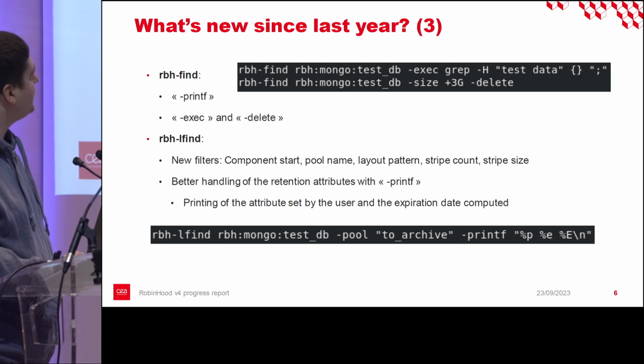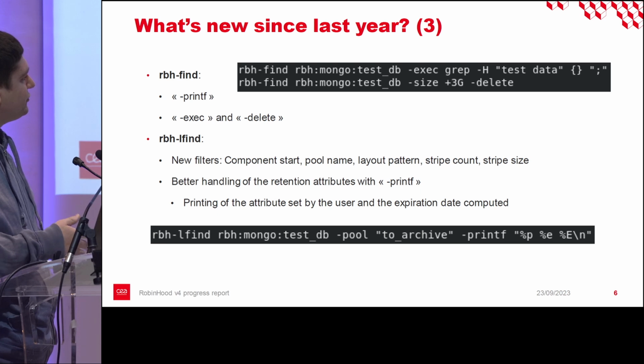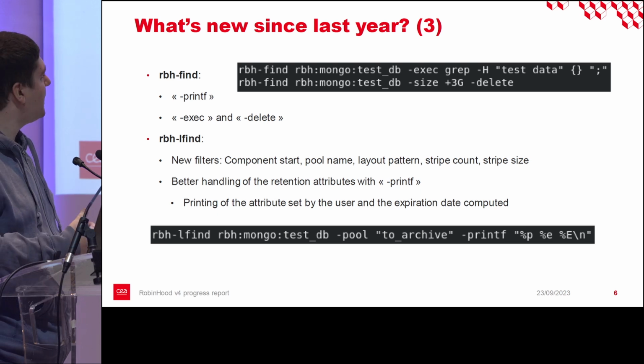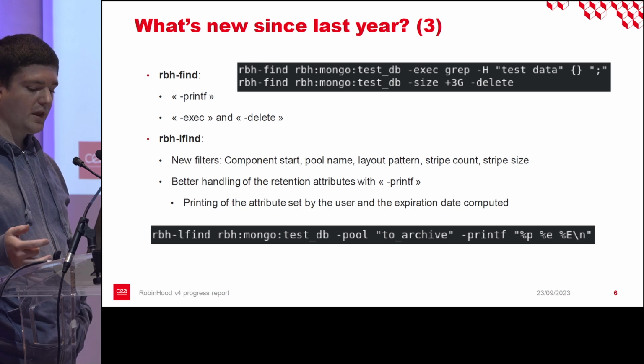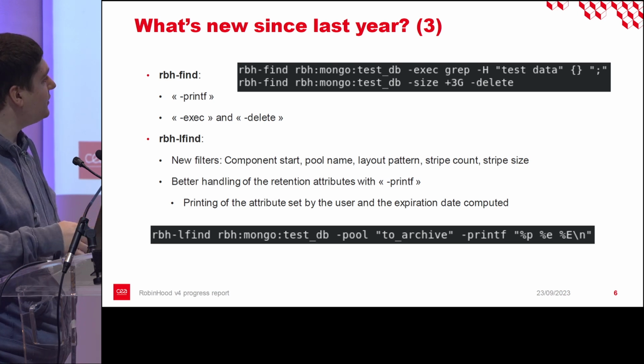On the overload we had for Lustre, IBH find, we added new filters, for instance the pool name or the stripe count, and also better handling of the retention attribute with printf, which is the printf developed for IBH find. For the retention attribute, we can now print the attribute set by the user. I will talk a bit more about the retention attribute in a bit. And also the expiration date that is computed by RobinHood.